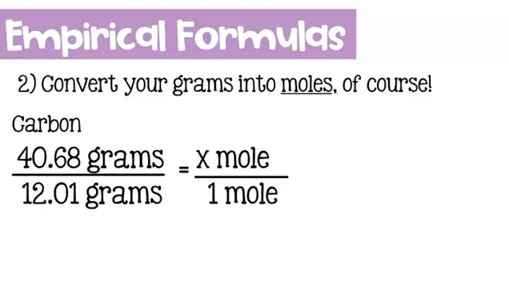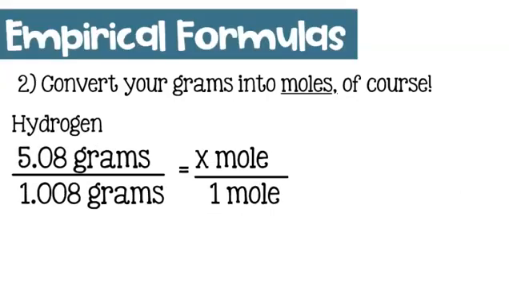Now we're going to need to convert our grams into moles. We have 40.68 grams equal to X moles, because that's what we're trying to figure out. We do know from the periodic table that 12.01 grams is 1 mole. So we can set this up as a ratio or proportion. Or we could recognize that anything divided by 1 is the number it starts with, so all we need to do is say x equals 40.68 over 12.01, which is 3.39. And we have 3.39 moles of carbon.